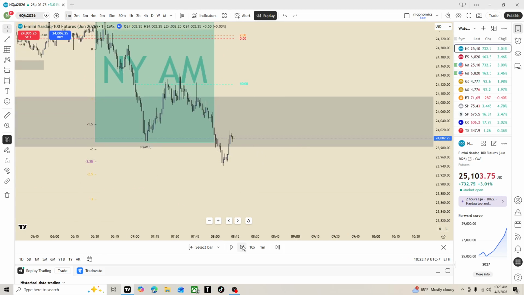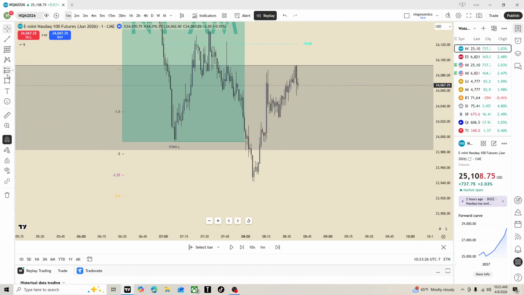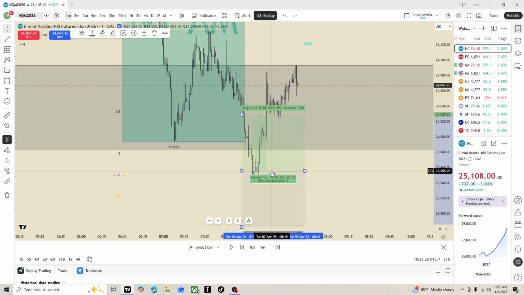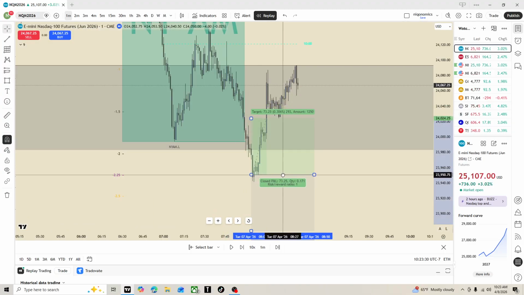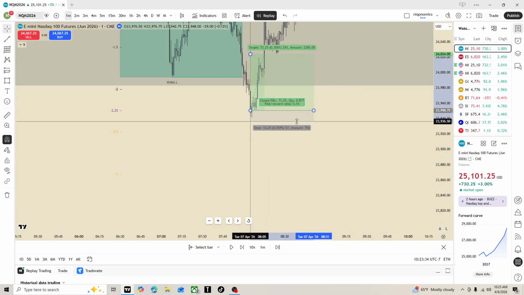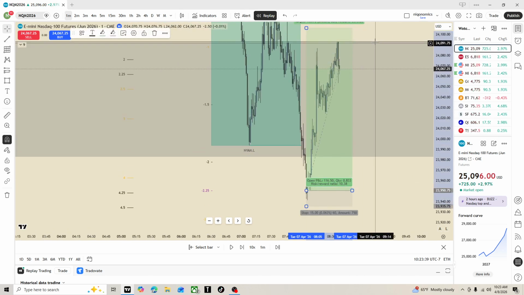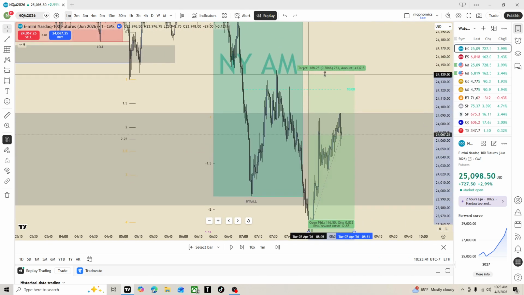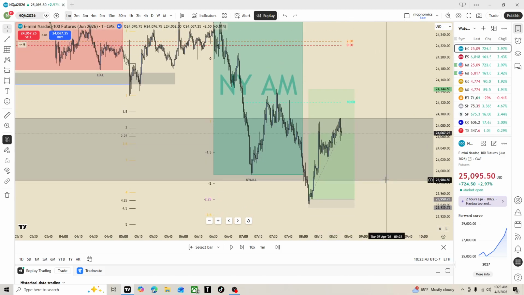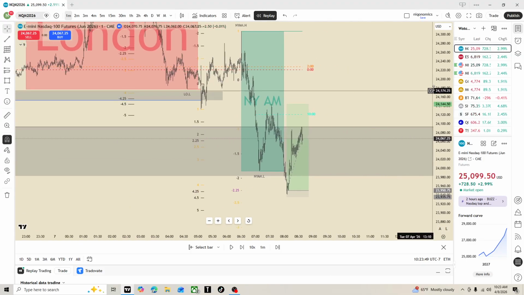And what happens off of this low? You can see we absolutely pump. And where was my entry? My entry was at the 2.25 deviations with a 15-point stop loss. And you can see it absolutely printed. My target was just this internal high for 193 points. You could have caught 1,400 points on this trade actually.